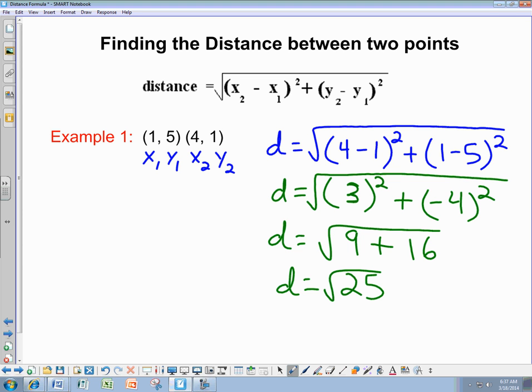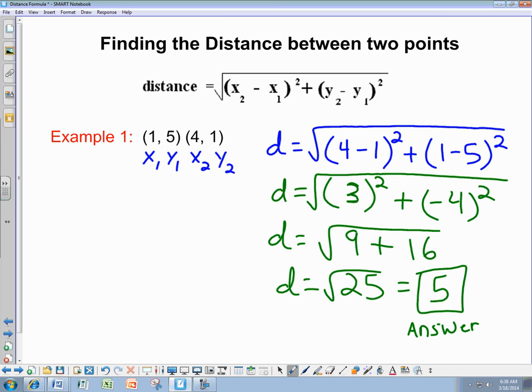But we should know that the square root of 25, and if you don't, you can put this in your calculator, but the square root of 25 is just 5. So our answer in the end is going to be 5. So that means that these two locations are 5 units apart. Sometimes our units can be in feet, miles, centimeters, inches. In this case, they don't give you a unit of measurement, so we just call them units. So 5 units apart. That's the distance between those two.